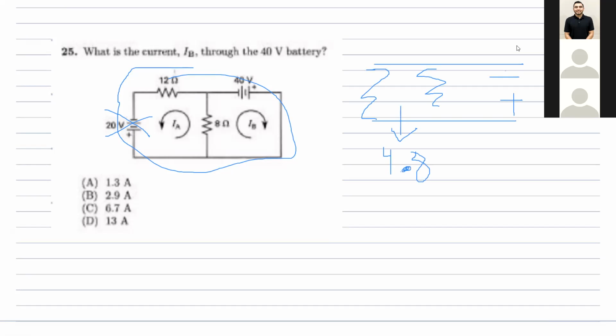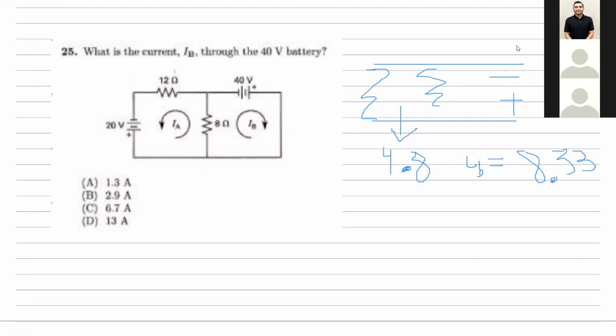And then your IB is gonna equal 40 divided by 4.8. It's gonna equal 8.33. Excuse the handwriting. Now you're gonna do the same thing for the other one.